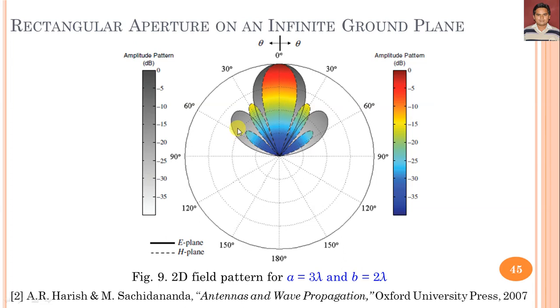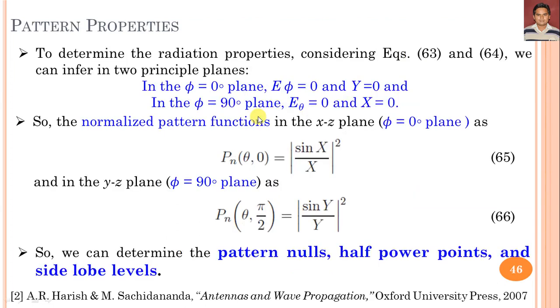In the E plane you can say this is the main lobe, and these are the side lobes. So you can see three lobes in the E plane, and in the H plane you can see 5: 1, 2, 3, 4, 5. Five lobes exist when we put the rectangular aperture on an infinite ground plane. So if we change the dimensions of A and B, then the lobes may increase. This is the important analysis you can see from figure 9.